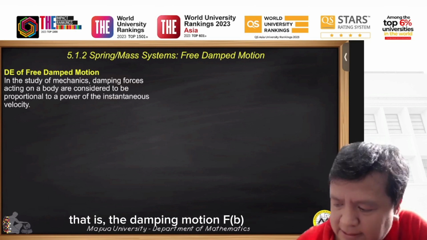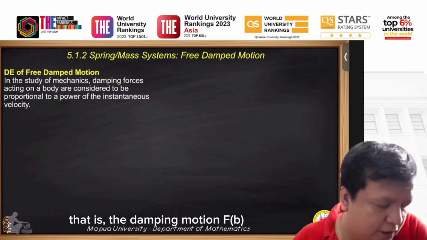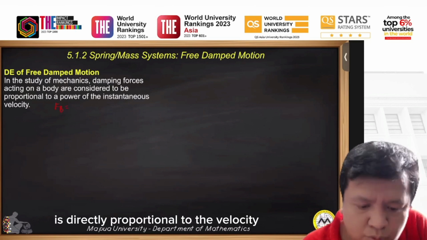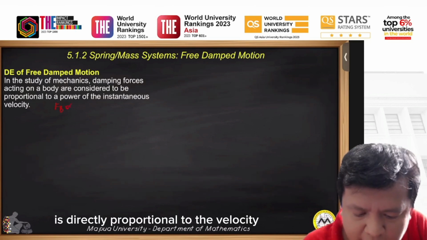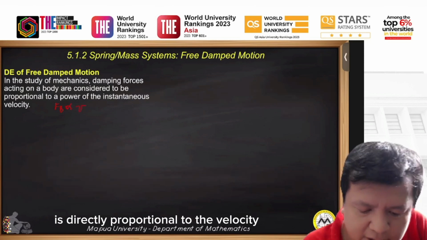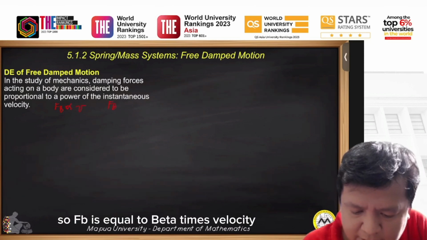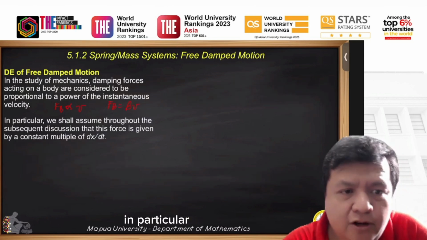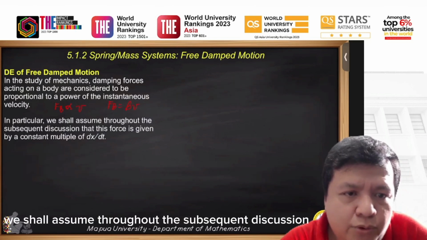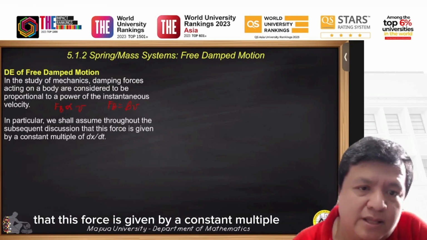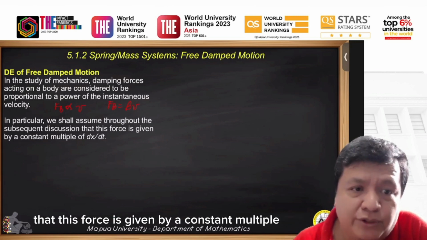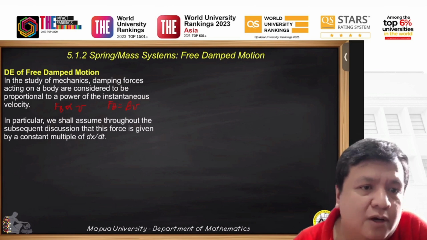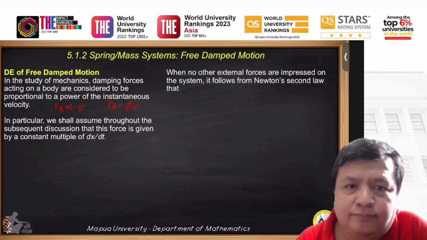That is, the damping force FB is directly proportional to the velocity. So FB is equal to beta times velocity. In particular, we shall assume throughout the subsequent discussion that this force is given by a constant multiple of velocity, which is dx over dt, while the constant would be beta.